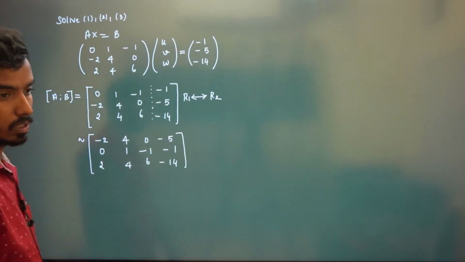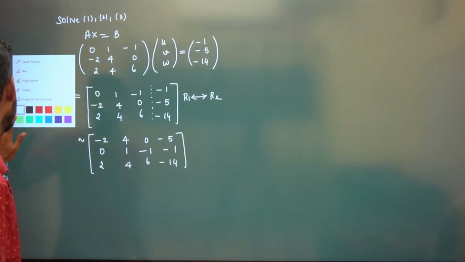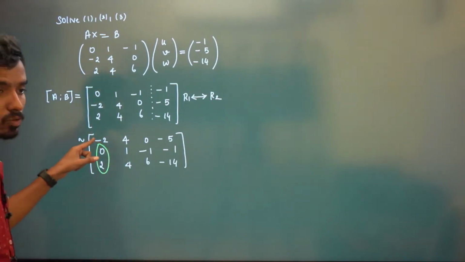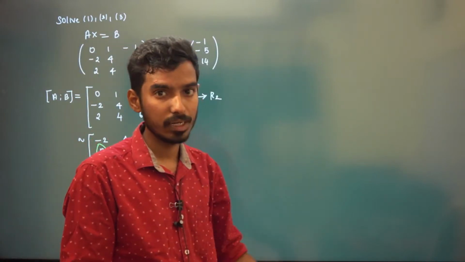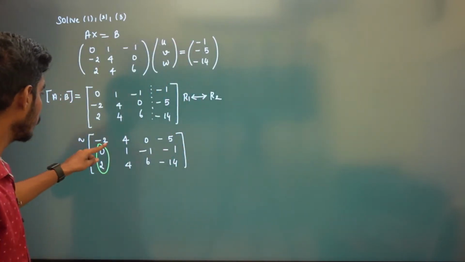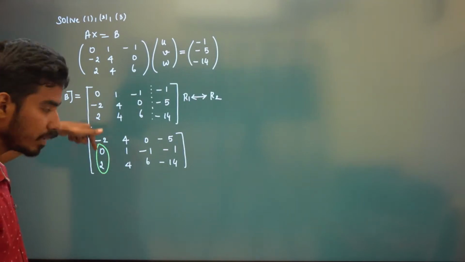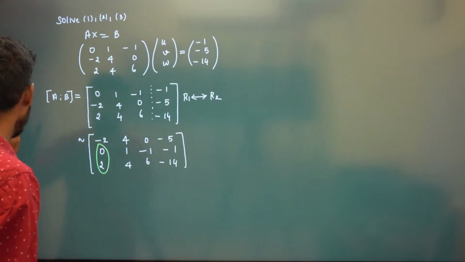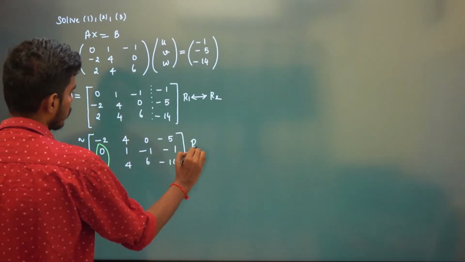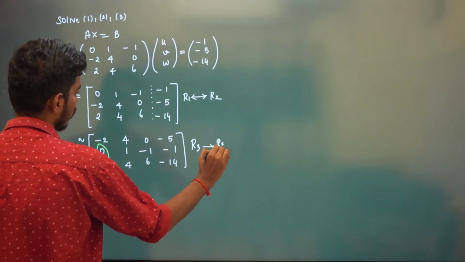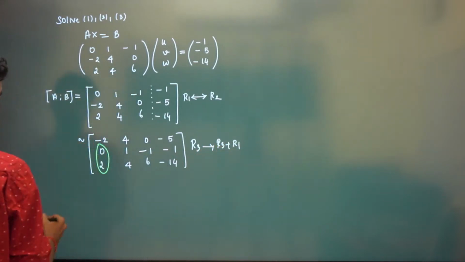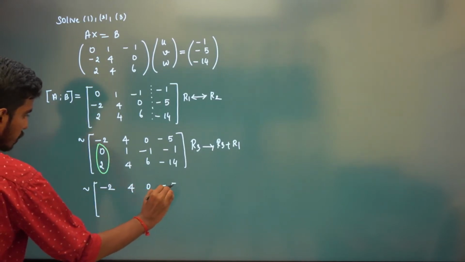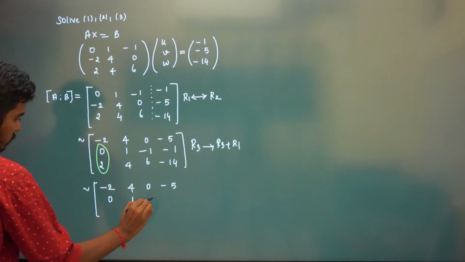See, what about row echelon form? First row, first non-zero element, below that everything has to be 0. So the first row's first non-zero element is -2. Below it, the corresponding column has to be all 0, but here we have 2. So we need to make that 2 zero. R3 is transformed to R3 plus R1, because 2 minus 2 is 0. So -2, 4, 0, -5. Just keep this as it is.